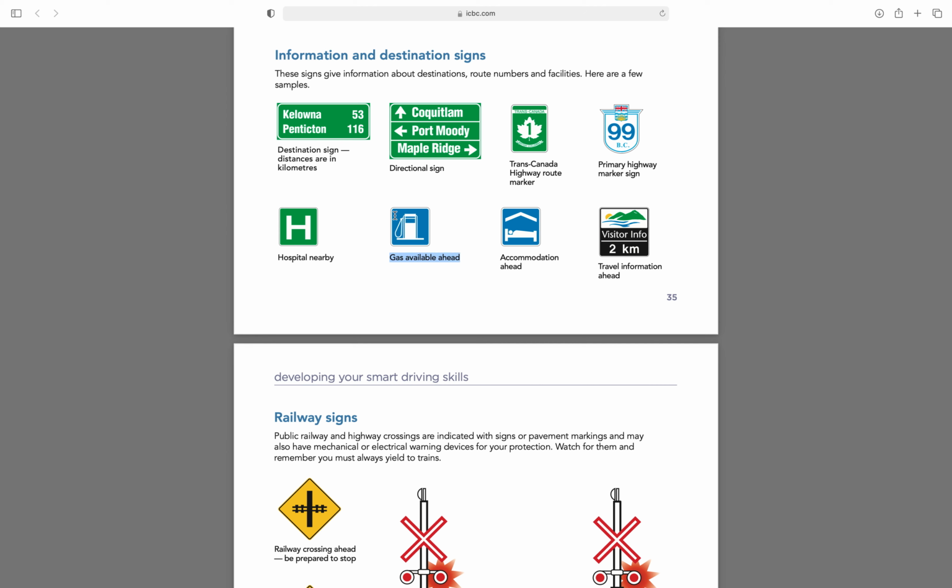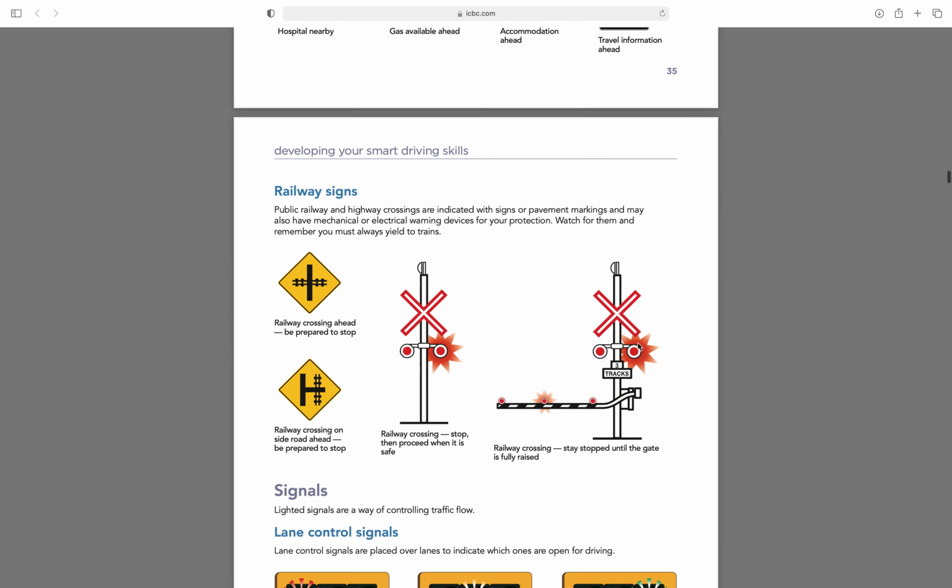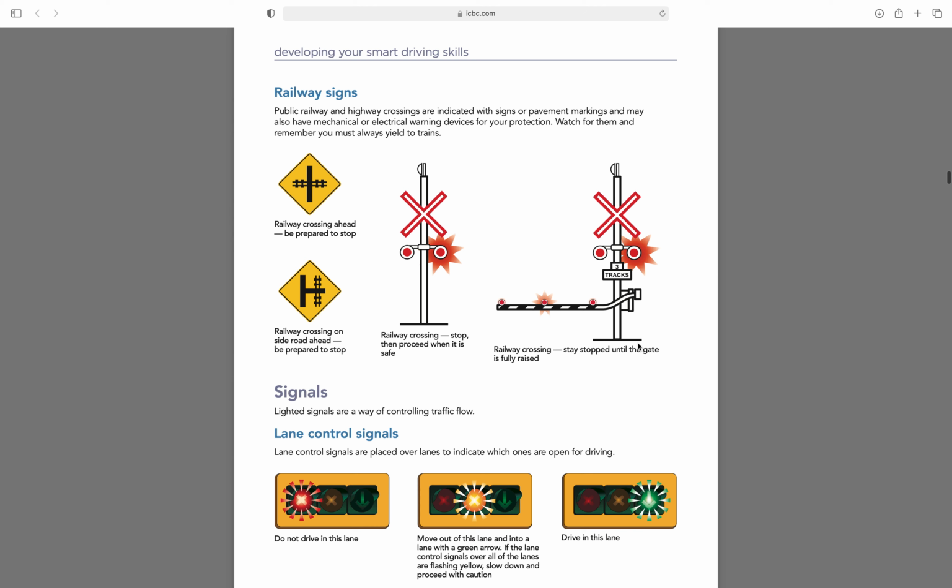Gas station available ahead, and accommodation. Usually these are on the signs on the highway just so you know if you need gas, okay, there's gas at this exit. And then every once in a while there are travel information booths that you can talk to, but with Google and phones nowadays, you just pull over anywhere and check your travel information.